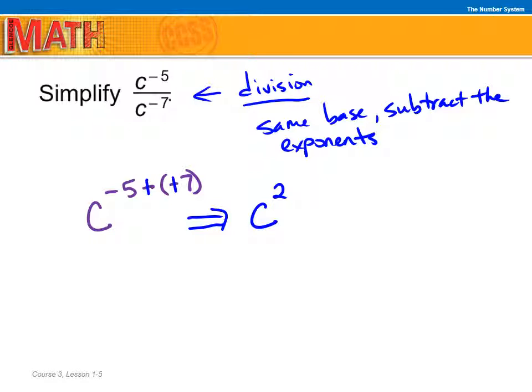Because my power already has a positive exponent, I'm not going to convert it into a fraction. So that's my final answer. The only time we convert into a fraction is when we have negative exponents. Something to remember.